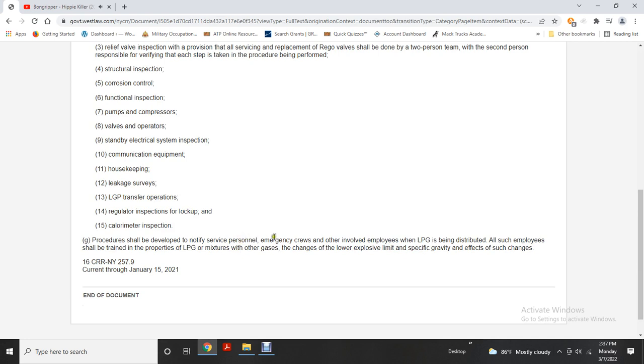leakage surveys, liquid petroleum gas transfer operation, regular inspection for the lockup of the calorimeter, or inspection procedure for the developer. Service personnel, the emergency crew, and other involved employees shall be notified when liquid petroleum gas has been distributed. All such employees should be trained in the proper handling of liquid petroleum gas, with the mixture of other gas, the change in the lower explosive limit, and the specific gravity effects of such change.